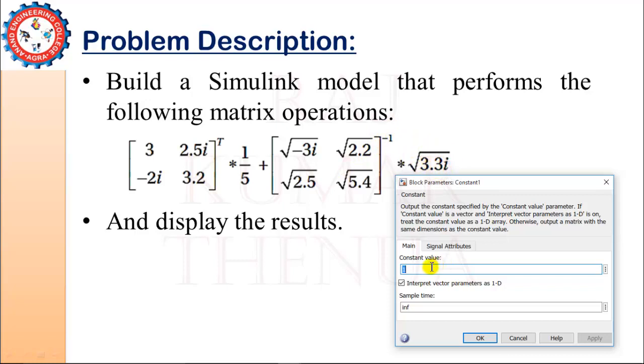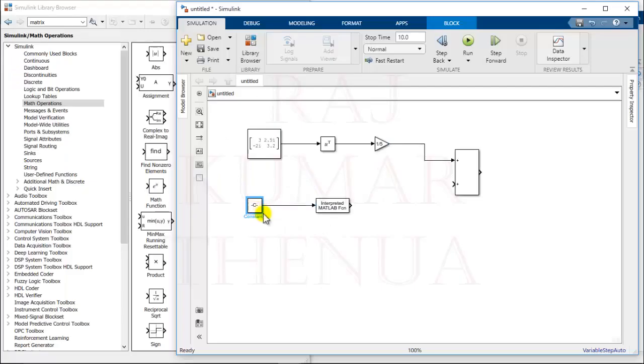Okay, so we are adopting this approach. So first of all, I enter this matrix without a square root. So this is minus 3i, 2.2, 2.5, then 5.4, right? After this, I have to perform the square root, then inverse. You can resize this. Now you have to perform the inverse.